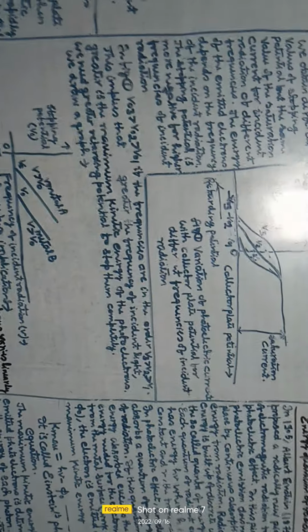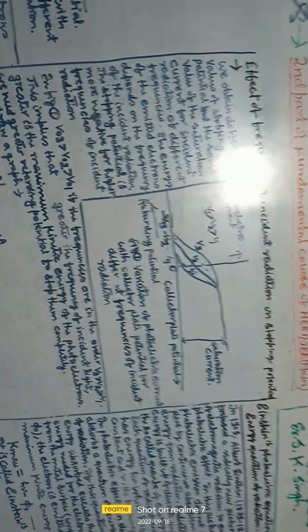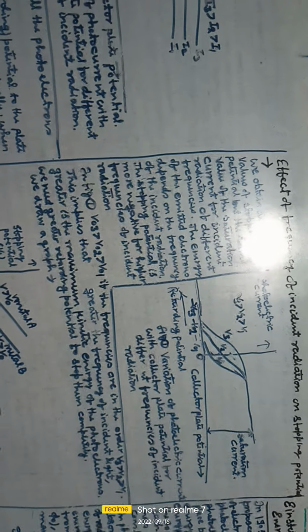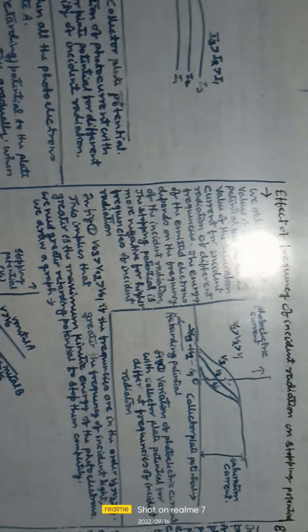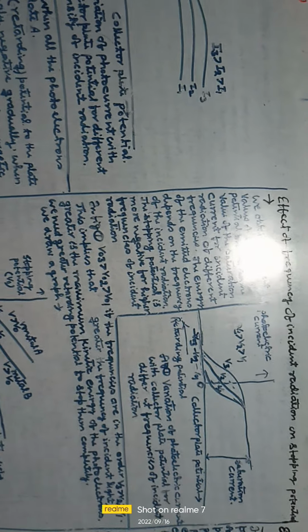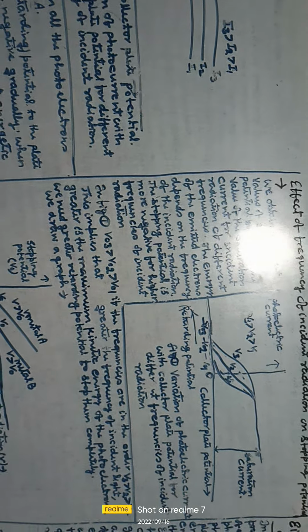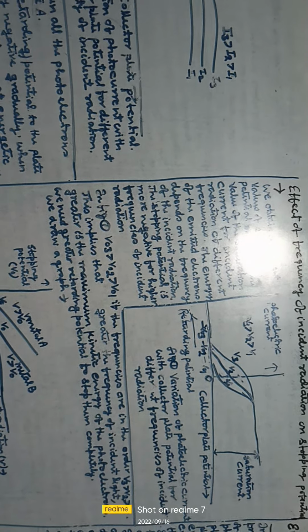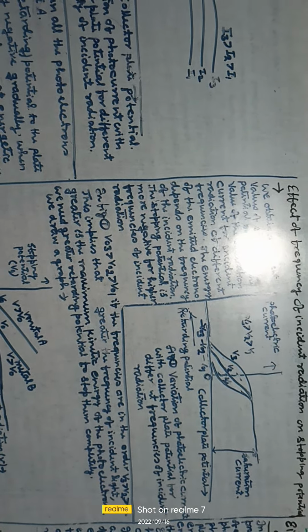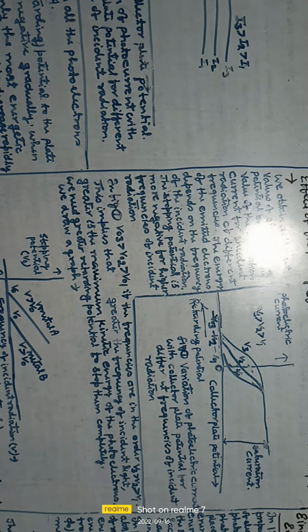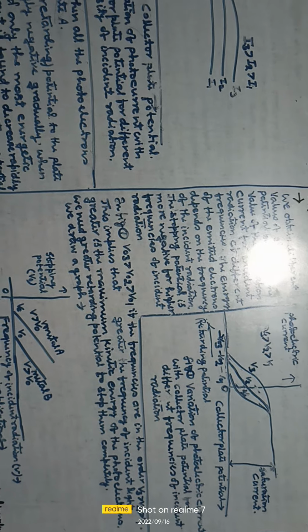Effect of frequency of incident radiation on stopping potential, as shown in figure 1. We obtain different values of stopping potential, but the same value of the saturation current, for incident radiation of different frequency. The energy of the emitted electrons depends on the frequency of the incident radiation. The stopping potential is more negative for higher frequencies of incident radiation.